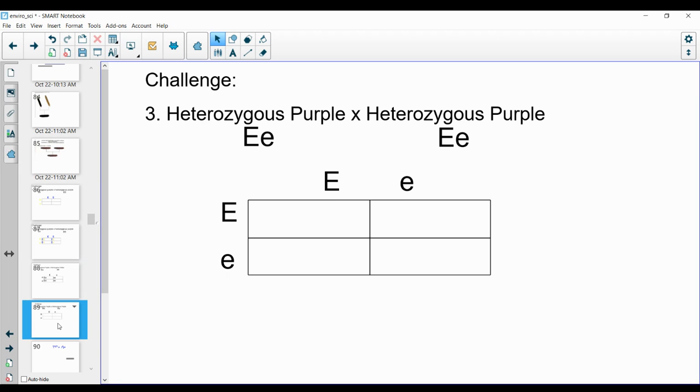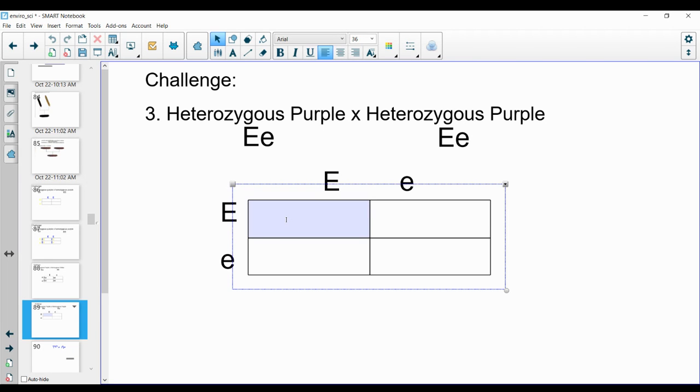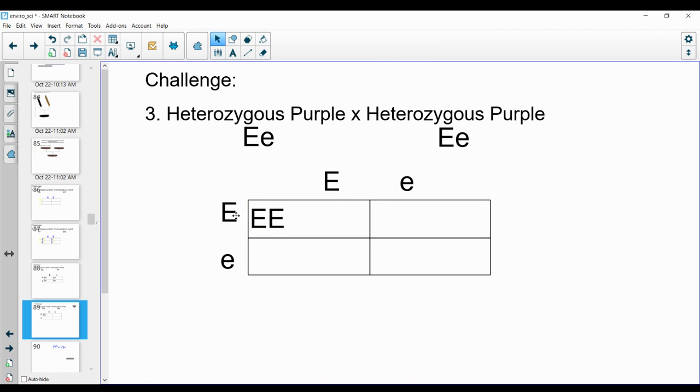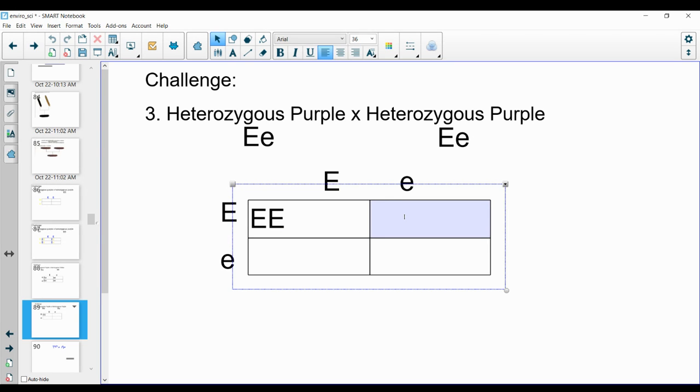And then for the third and final challenge question, we have heterozygous purple by heterozygous purple. So both of those would be one dominant and one recessive gene paired up, or one capital letter and one lowercase letter for both. All right, so we have the outside of the Punnett squares set up, and I'm just going to fill out the squares doing both. So I'm bringing this one down and this one across. For this one, I'm going to bring this one across and this one down.